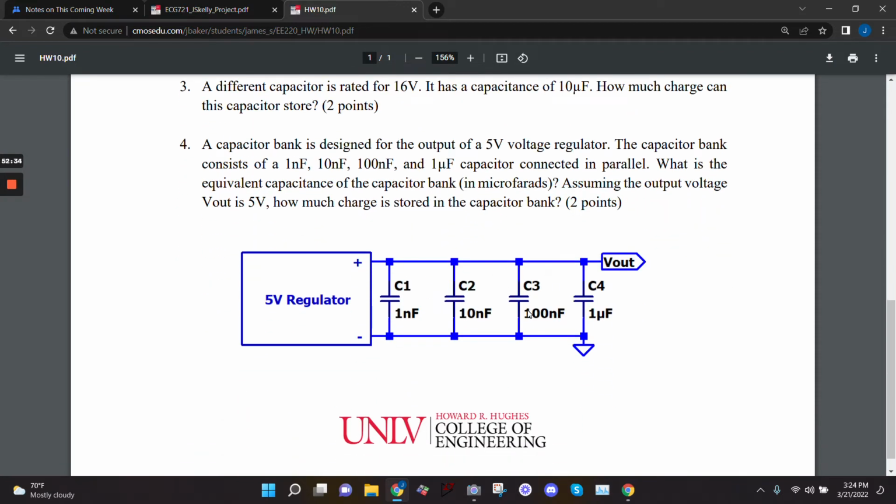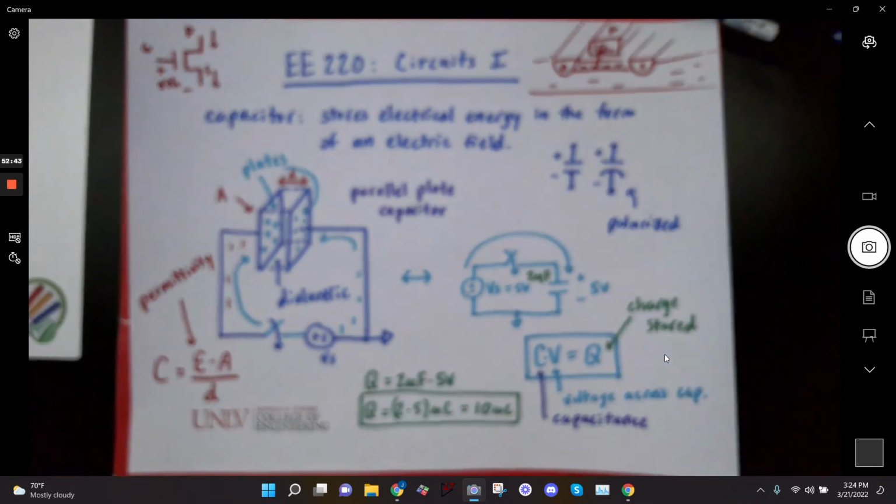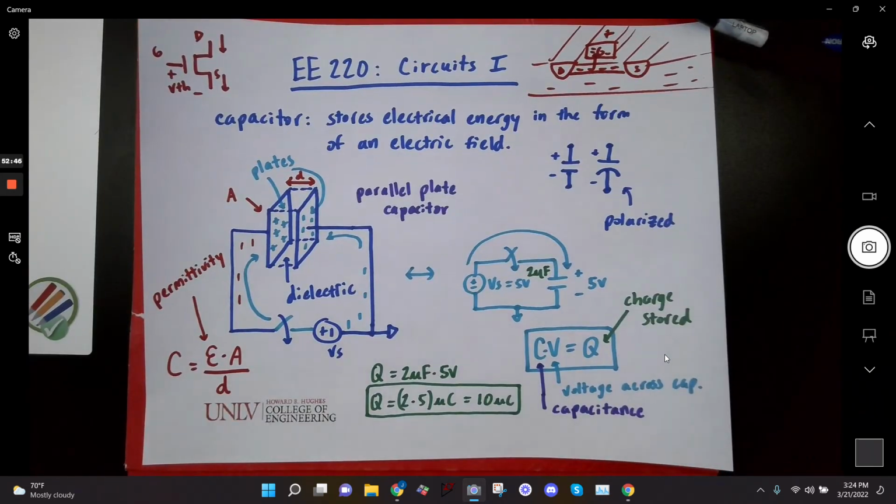So this is something I need to talk about right now. So let's go into that. So far I've talked about CV equals Q. I've talked about the capacitance equation. Let's talk about this a little bit further.